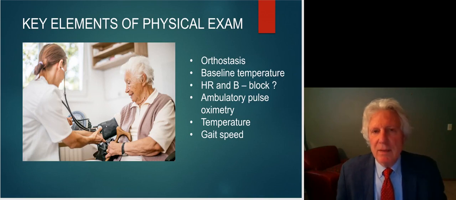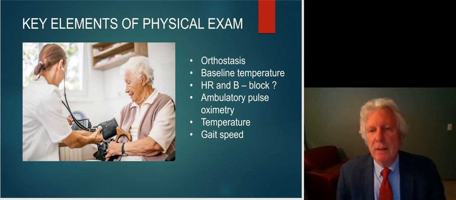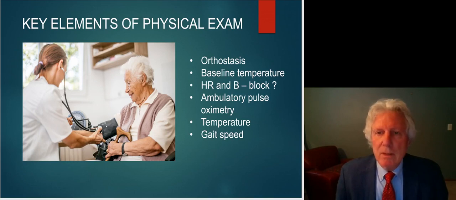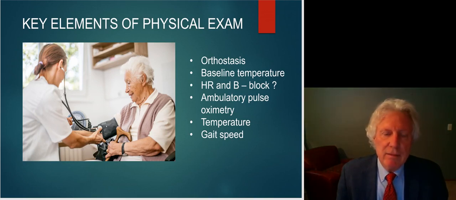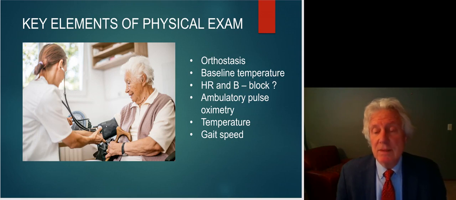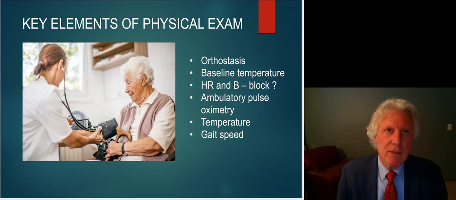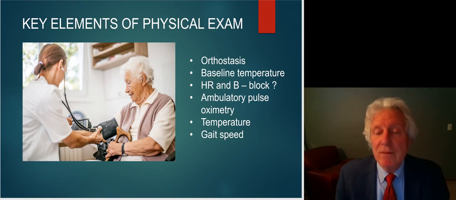So some of the key elements of a physical exam for older adults include orthostasis, taking blood pressure supine and then upright. Oftentimes older adults don't complain of lightheadedness and still have substantial drops in blood pressure that predispose them to falls. We also want to establish their baseline temperature. It's so important to know if somebody has, let's say, a 97 Fahrenheit baseline temperature, because in the future, if they develop a 99.5 temperature, that could represent fever.